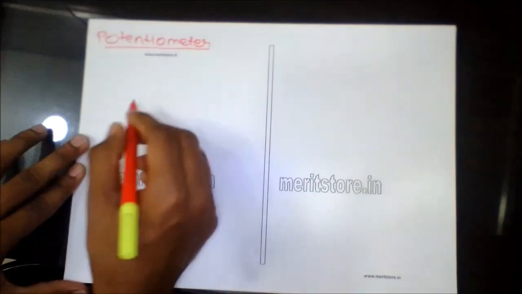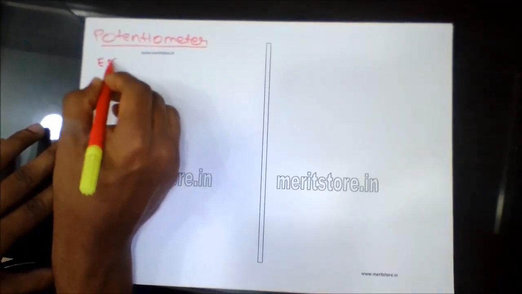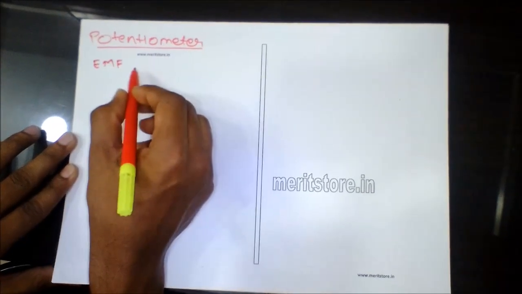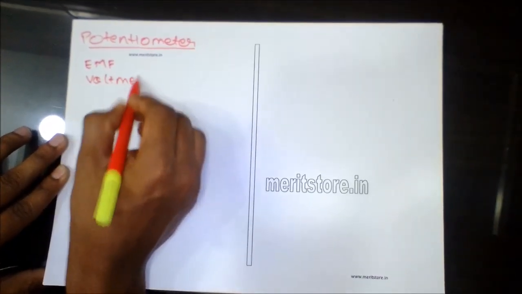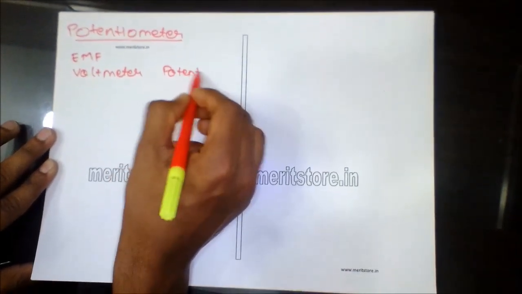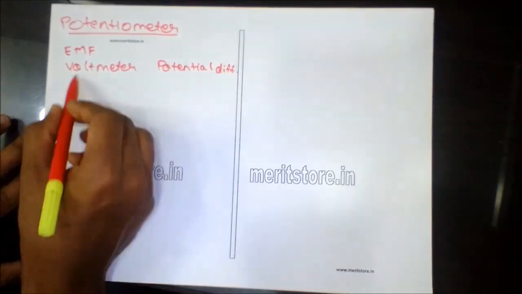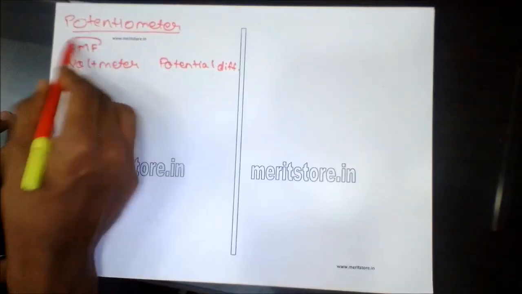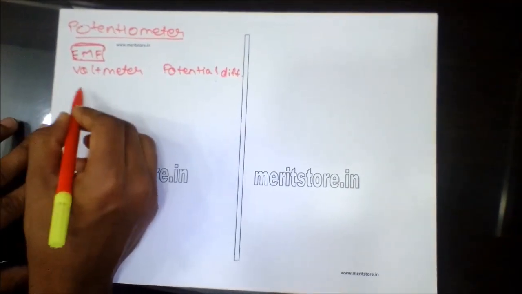Let's look at the potentiometer. A potentiometer is an instrument which is used to measure the EMF of various components. A voltmeter measures the potential difference, but a potentiometer measures the EMF across the cell, which includes the internal resistance too.